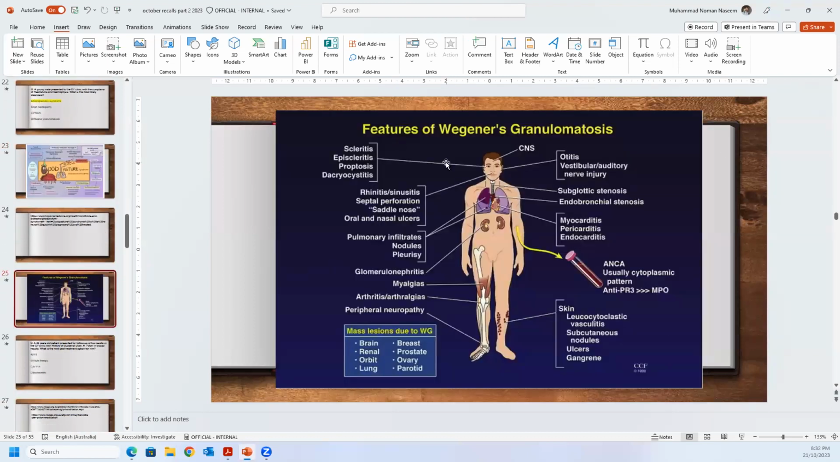And this is Wegener granulomatosis. So lots of things are happening. Mostly the patient presents with lung disease, kidney disease, and bone disease. So there will be glomerulonephritis, there will be pulmonary infiltrates leading to pleurisy, there will be arthritis or arthralgias. Other than that, there can be CNS features, eye features, myocarditis, pericarditis, endocarditis, and skin lesions as well. But most of the time, it's the heart, lung, kidney, and bones that are affected in Wegener granulomatosis.